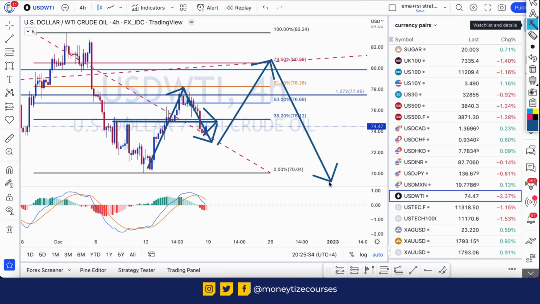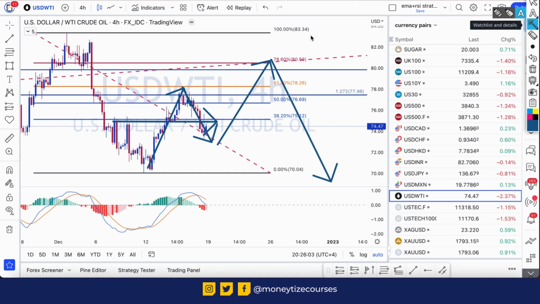So if you are going to buy in the short term, please pay attention. It is going to be a counter trend trade. The main trend is still bearish and the upcoming bearish target is 65. And if by any chance it breaks above 83.34, or 83 in round number, then the bearish plan would be invalidated.